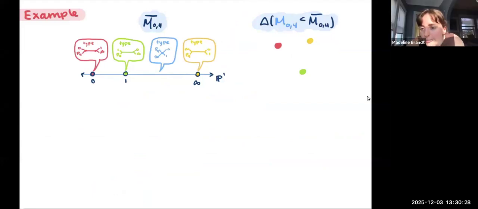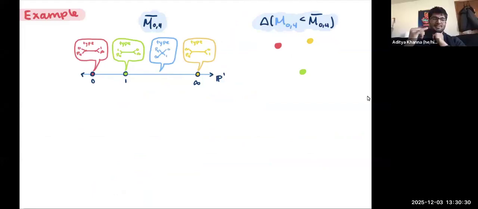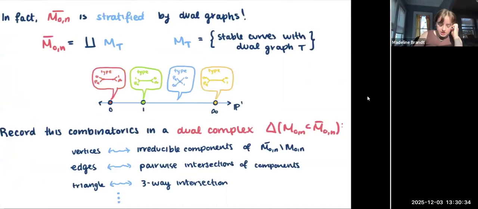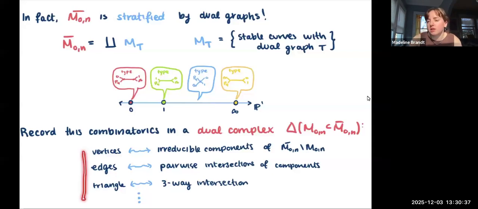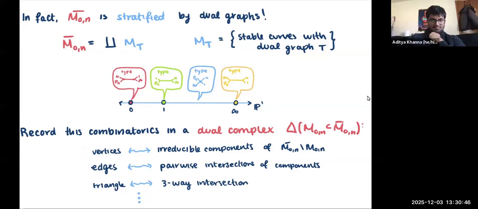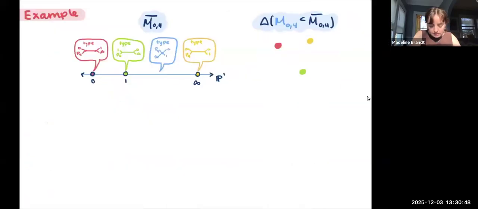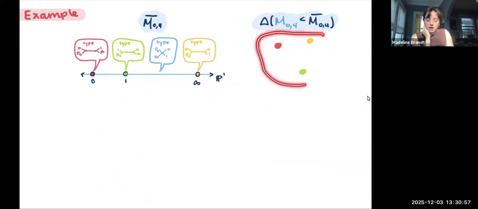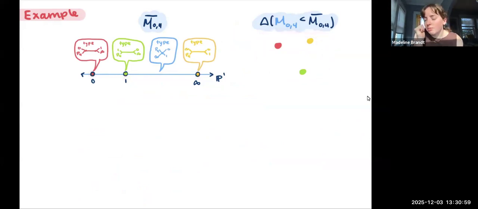When you say triangle and so on, does that mean it's a complete graph or it's a cycle? It's building a simplicial complex. So if you wanted a simplex of higher dimension, then you would have more intersections. In this example, we just have these 3 boundary components and they don't intersect each other. So the dual complex is just 3 points.